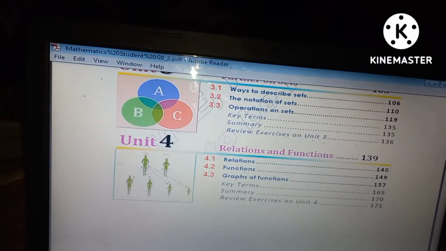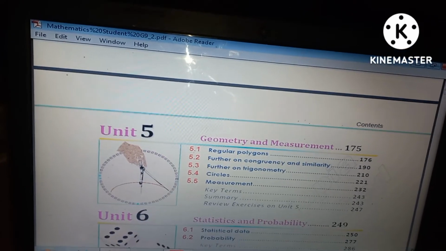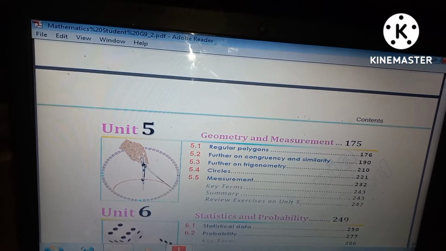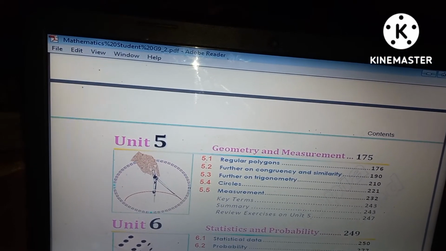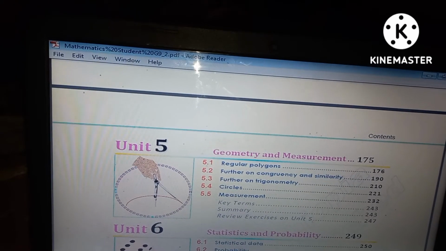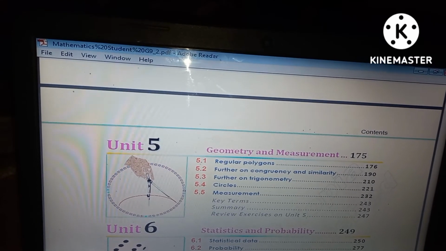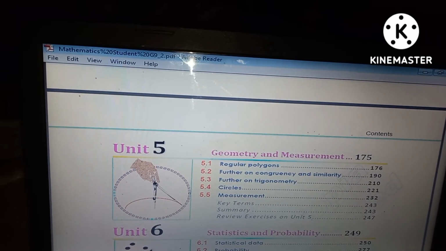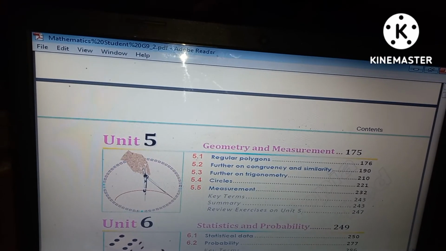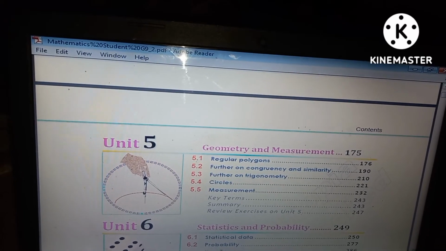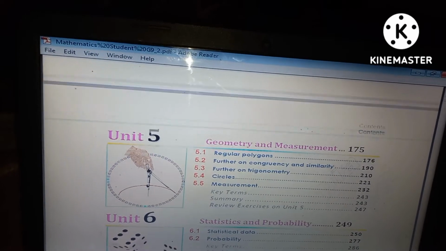The next one is unit 5, geometry and measurement, regular polygons. This is geometry, or solid geometry. Further on congruence and similarity, how can we identify whether figures are congruent or similar? Further on trigonometry and circle measurements. This topic is included in geometry and measurement.